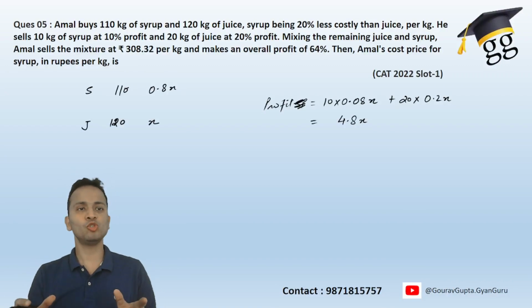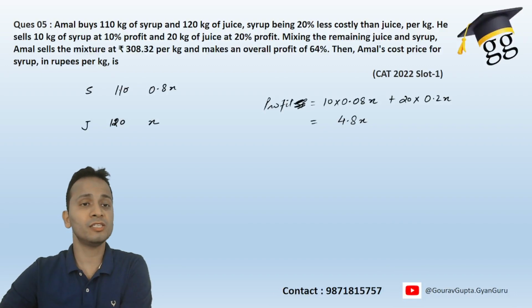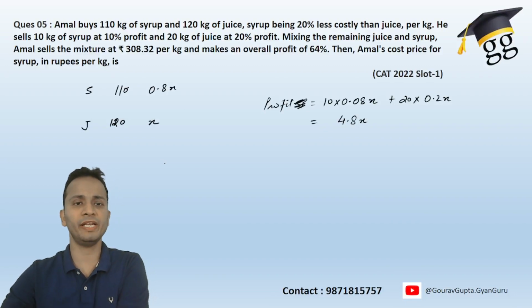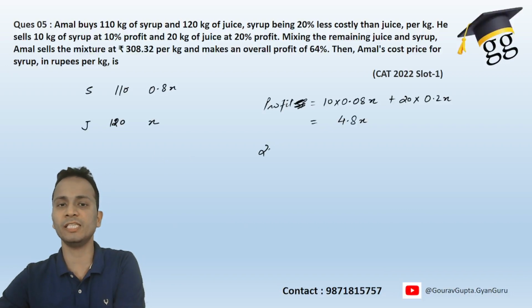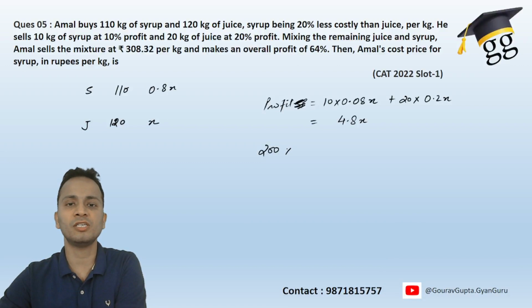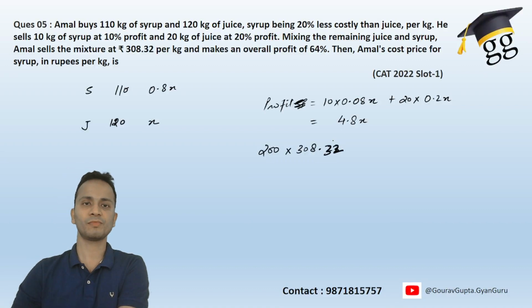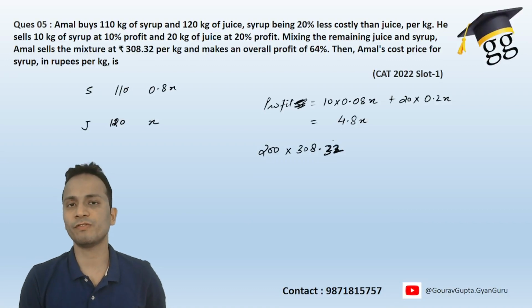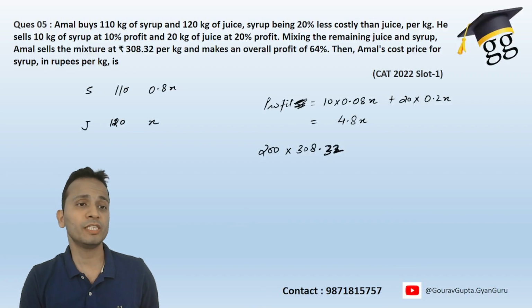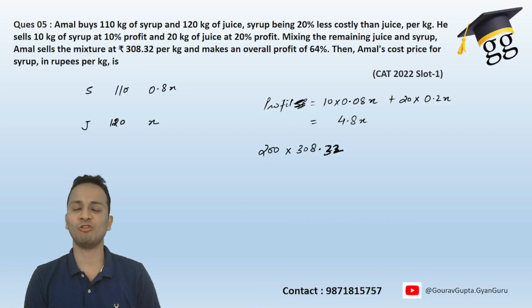Now mixing the remaining juice and syrup. The remaining syrup is 100 kg, remaining juice is 100 kg, so the remaining total quantity is 200 kg. He's selling the remaining 200 kg of mixture at 308.32, sorry, 32 per kg, and makes an overall profit of 64%. Then Amal's cost price for the syrup in rupees is how much?